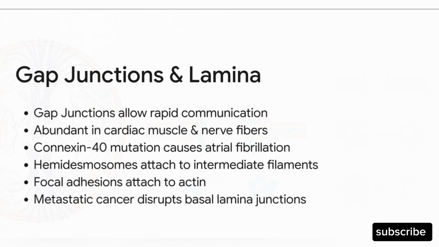And finally, don't forget the junctions connecting the cell to the basal lamina. Hemidesmosomes attached to intermediate filaments and focal adhesions attached to actin. Why does this basic anatomy matter clinically? Well, for cancer cells to become metastatic and spread throughout the body, they must first disrupt these exact foundational cell-to-basal lamina anchors so they can break free.